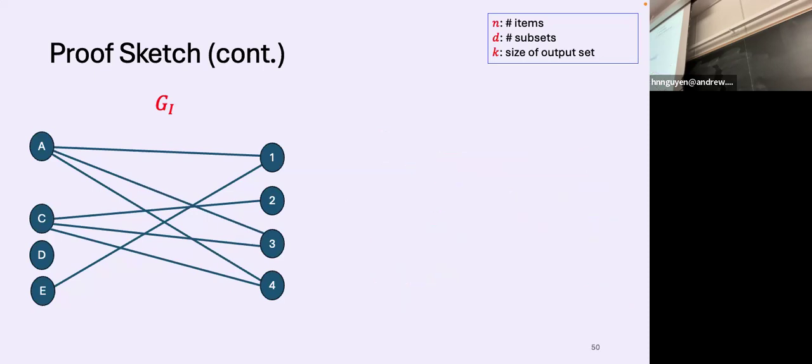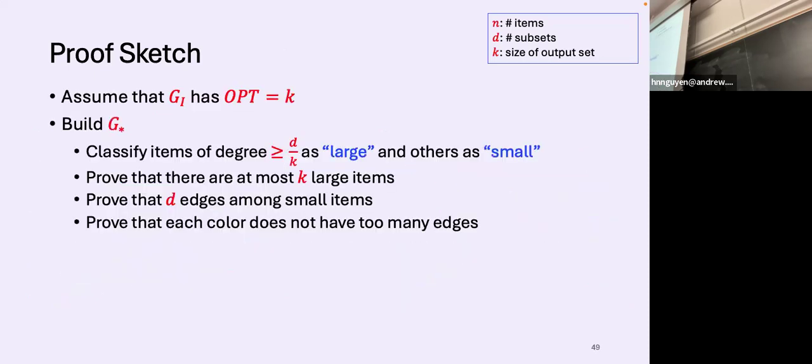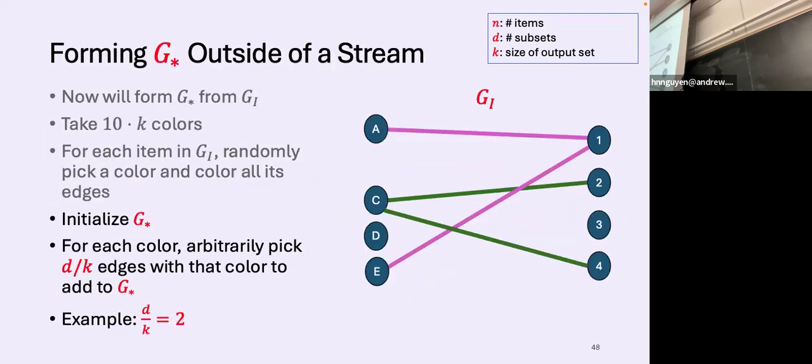Okay, so what I'm trying to prove here maybe will make more sense when I go here. If you remember, I'm taking a bunch of colors, 10 times k, and for every single item I essentially color that vertex with this color. Now for every single color, I'm picking d over k edges, and that's what I'm going to find in my final solution.